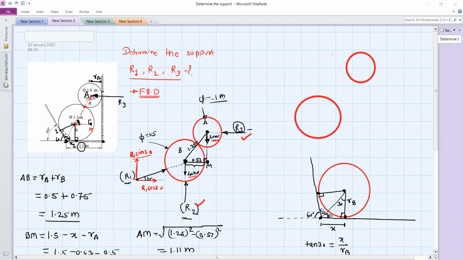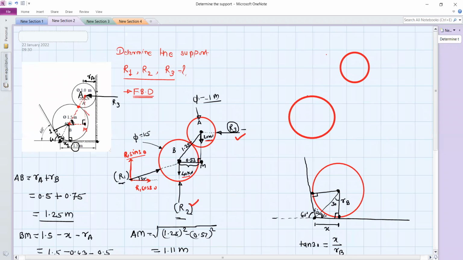So if you want to find out the reaction at this contact point between A and B, then you can draw two separate free body diagrams like this. Okay. So in this free body diagram, at this point, you will have the weight force in the downward direction. Then this is the reaction R3, which is exactly horizontal. So this line of action will pass through the center point E.